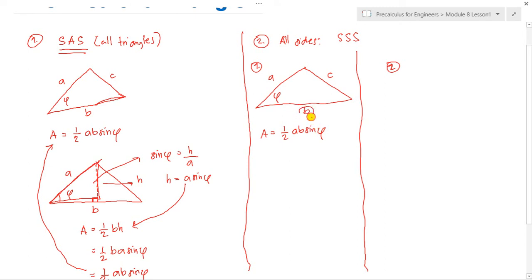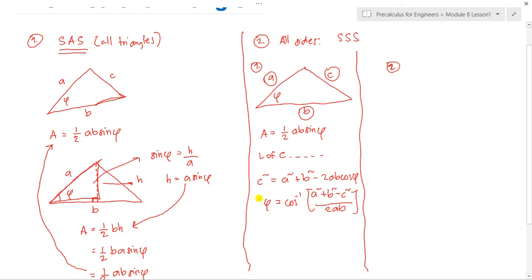And since the given are A, B, and C, what we need to find is gamma. How to solve for gamma? Use the law of cosines. The law of cosines states that C squared is equal to A squared plus B squared minus 2AB cosine of gamma. Therefore, gamma is just the inverse cosine of A squared plus B squared minus C squared all over 2AB. Now, if you already have a value for gamma, then plug it into the general formula for the area of the triangle. This method is a bit long.